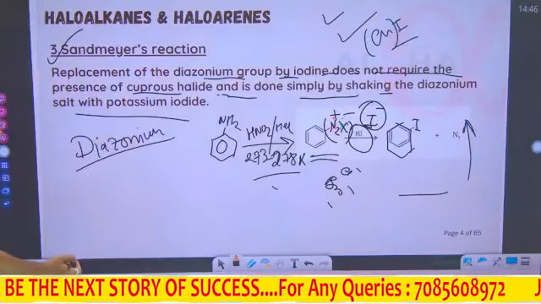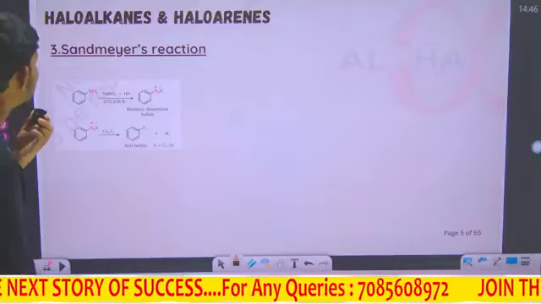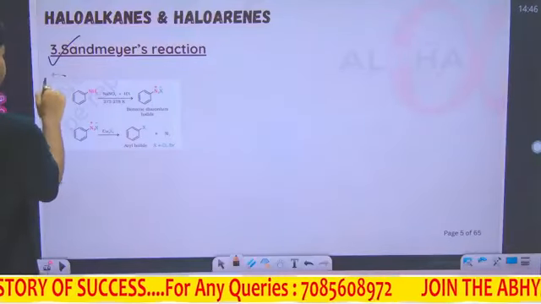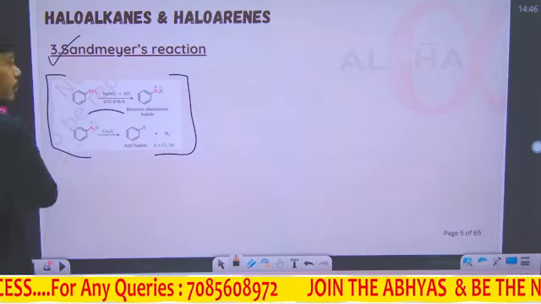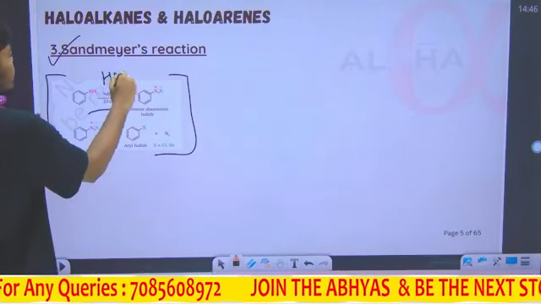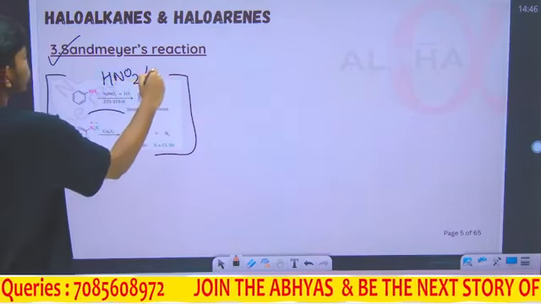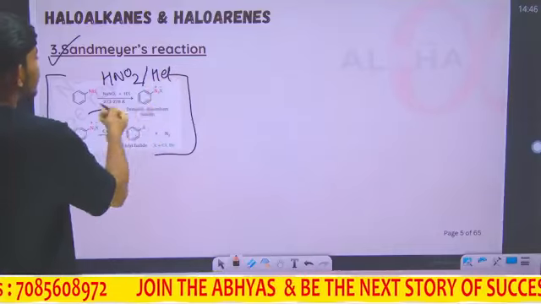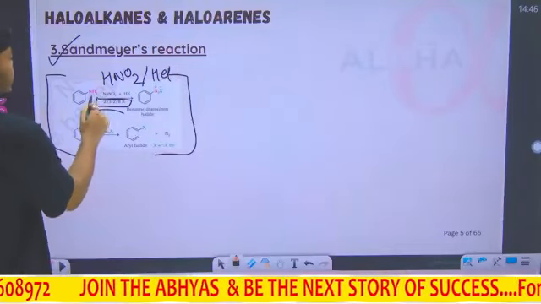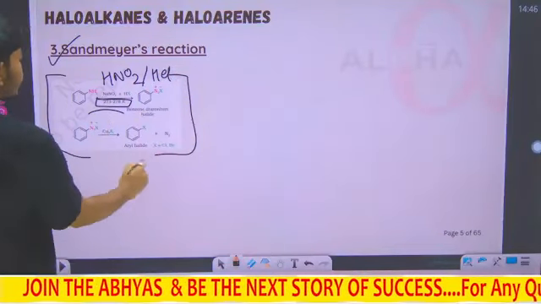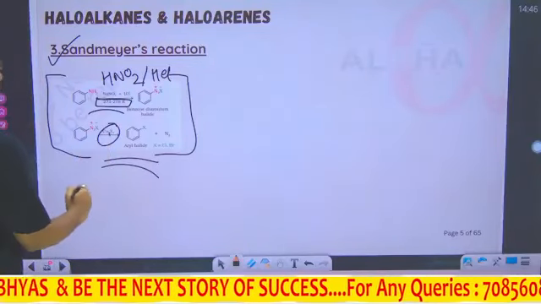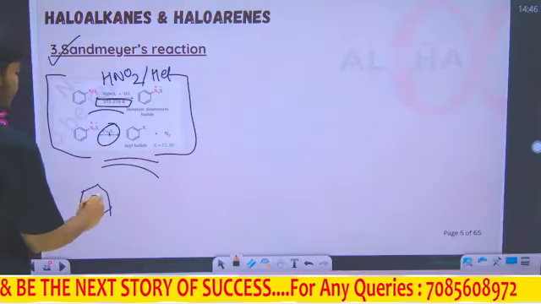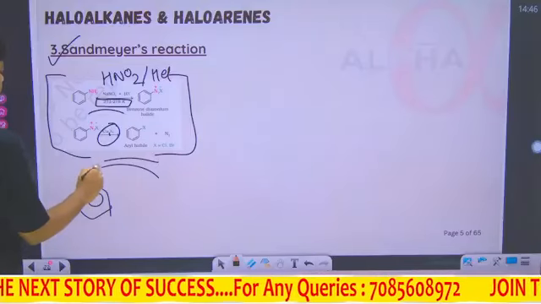Next, moving on, what do we have? Sandmeyer's reaction here. As I've already discussed, this is how you get your diazonium salt: NaNO2, HX. Here you can write HNO2, you can write HCl, you can write anything. Mentioning this temperature is mandatory. And here this is your product. See here, copper, like this. We'll discuss the same thing in a later part.